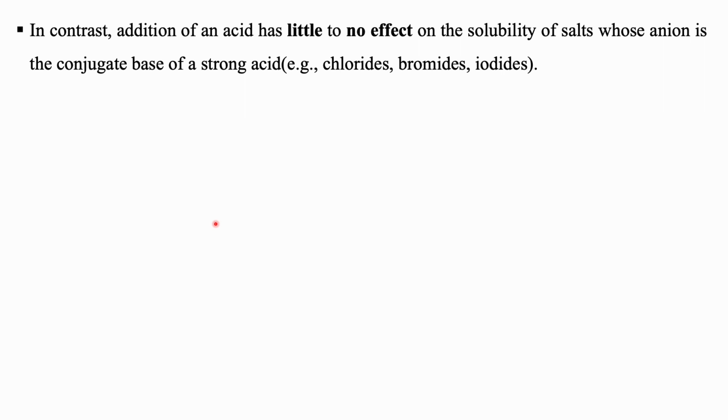When you have a strong acid, it is coupled with a weak conjugate base, while a weak acid is coupled with a strong conjugate base. So for anions coming from strong acids, you have chloride, bromide and iodide. So when a sparingly soluble salt has an anion coming from a strong acid, adding an acid will have little or no effect on the solubility.